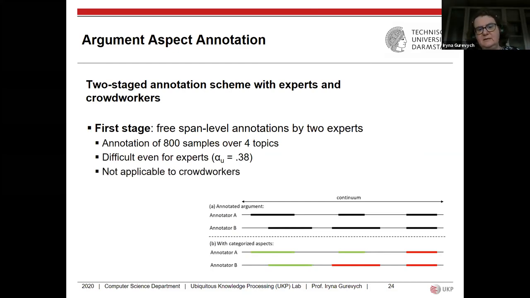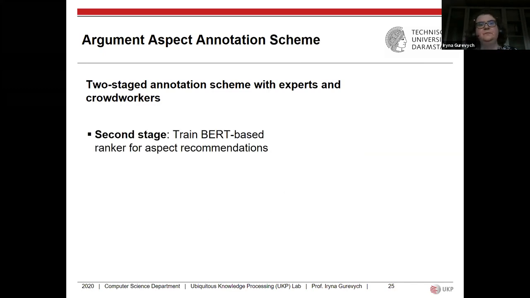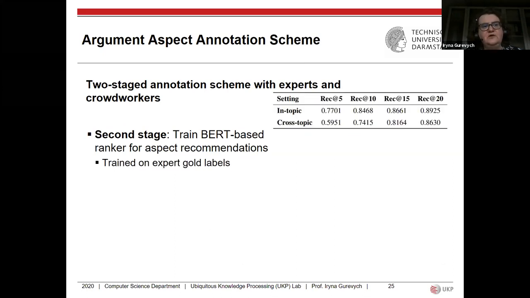So that also means that this approach cannot be scaled to crowd workers, because the task is just too hard. So here we develop an idea which uses this expert annotation to build a recommender for the crowd workers. In the second stage, we train such a BERT-based ranker for aspect recommendations based on the expert annotations. And then we look at the recall of aspects and find that the recall is pretty good.